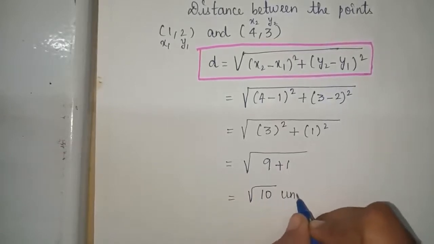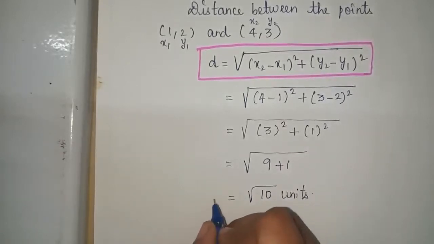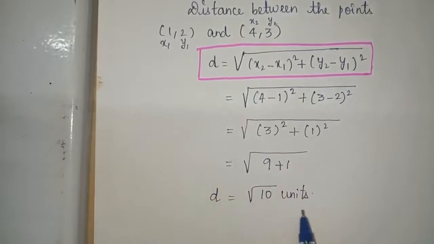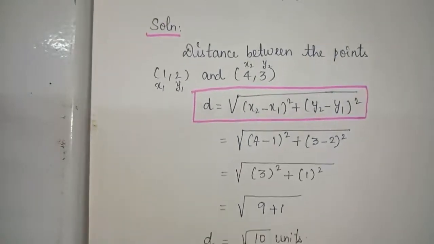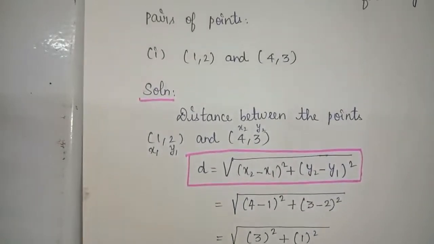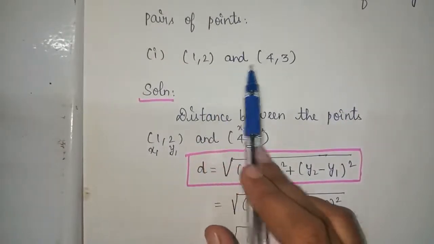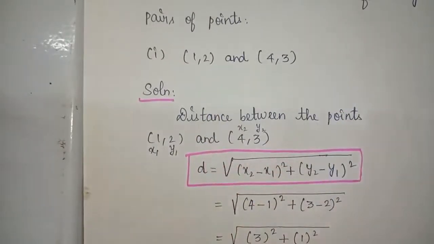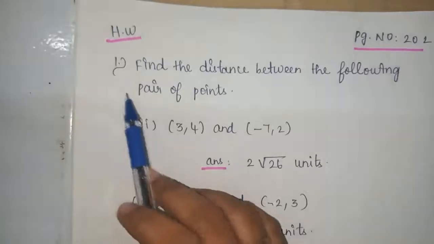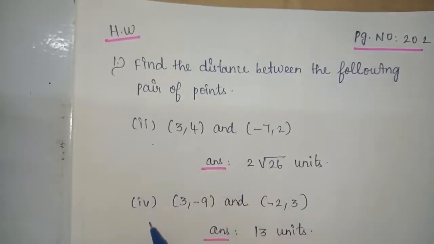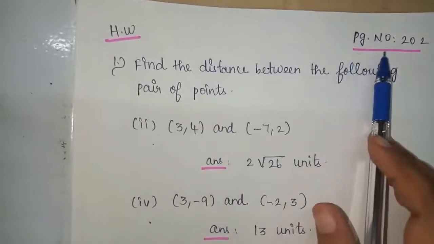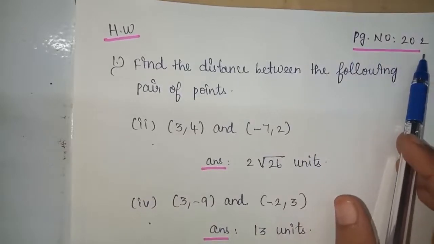You have to mention it as units. So distance D is equal to root 10 units. This is the distance between the two given points 1, 2 and 4, 3. Similarly in the first problem, the second subdivision and the fourth subdivision are homework problems, which also belong to the same page number 202.